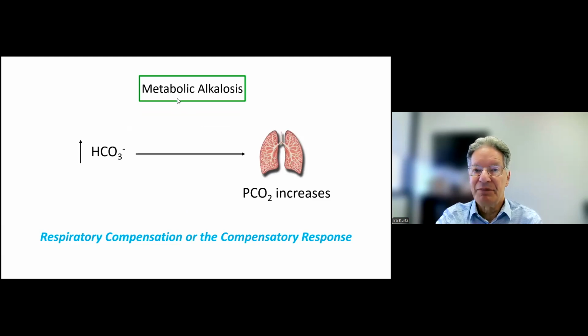So let's say I have a metabolic alkalosis due to vomiting or Bartter syndrome or Gitelman syndrome, whatever the cause is. The bicarbonate will go up and then my ventilation will change and I'll decrease my ventilation such that the PCO2 increases. And that's called, again, a compensation, even though its purpose is not always to return the pH to a better pH than you had before. But it's called the compensatory response.